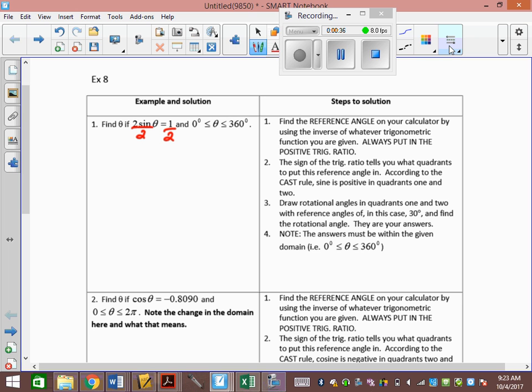And you did do this last year. So we're going to get sine theta equals 1/2. So step 1 is to get it by itself. Did that, right? Then we get the reference angle. The reference angle is always the positive version of this.